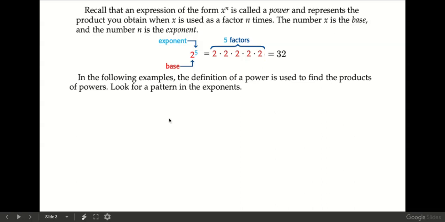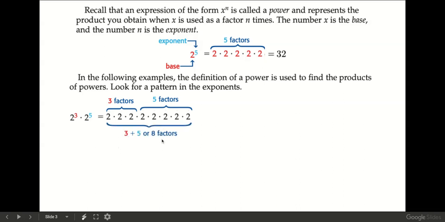In the following examples, the definition of a power is used to find the products of powers. Look for a pattern in the exponents. So here I have 2 to the 3rd power times 2 to the 5th power. If I were to rewrite this in expanded form, kind of like how I did up here, I would write it as 2 times 2 times 2 times 2 times 2 times 2 times 2 times 2, right? Here I have my 3 factors of 2 from 2 to the 3rd power. And here I have 5 factors of 2 from 2 to the 5th power, which is a total of 3 plus 5. It's a total of 8 factors of 2. So if I were to rewrite this with an exponent, I could rewrite it as 2 to the 8th power. And if you look, do you see any pattern between this expression and this expression? Look at the expression we started with and look at the expression we ended with.